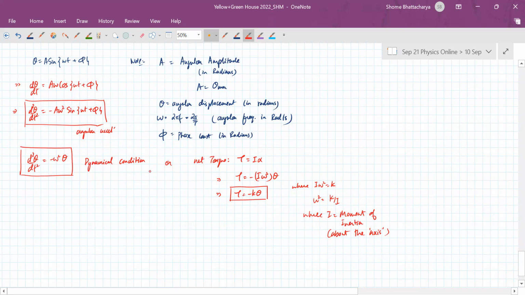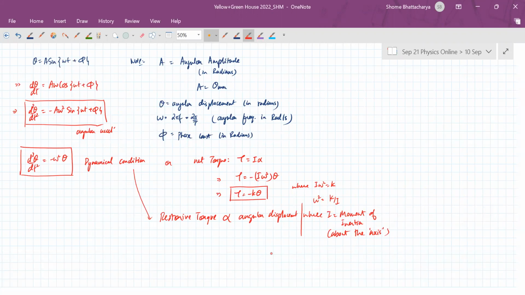Okay, so this is a dynamical condition that there is restorative torque whose magnitude is proportional to angular displacement. Just like in condition for SHM, we had restorative force whose magnitude was proportional to linear displacement or translational displacement. In angular SHM, we have the condition that there should be restorative torque whose magnitude is proportional to the angular displacement.